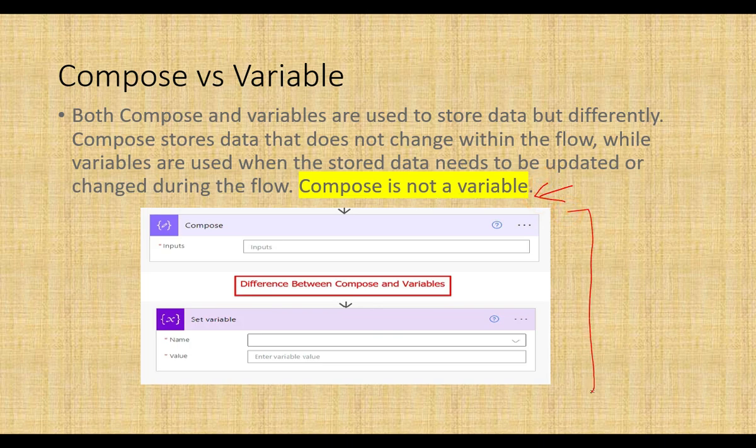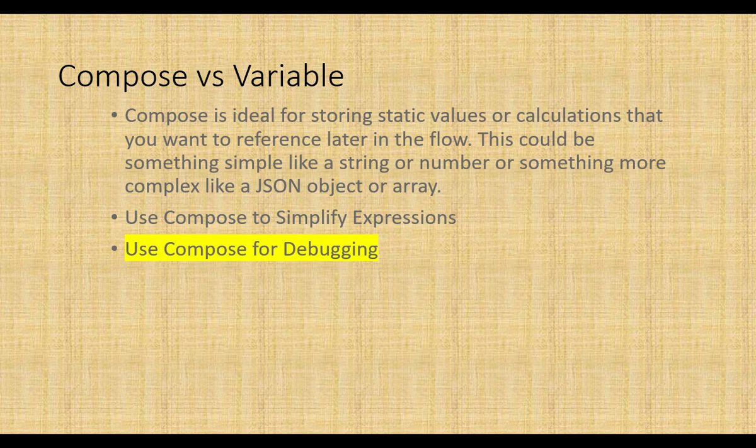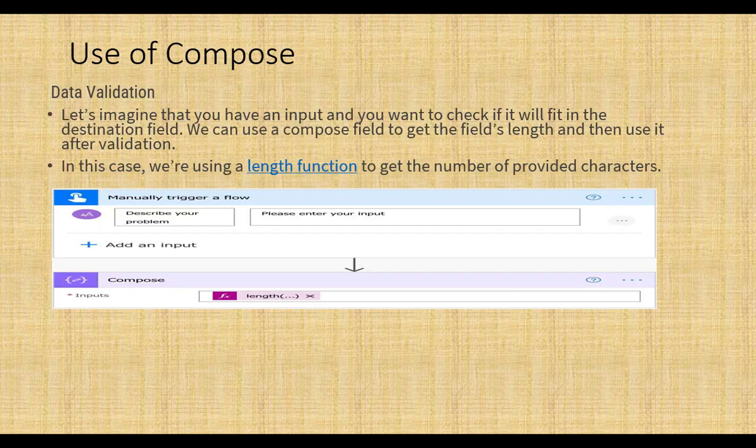This image depicts the difference between compose and variable. It depicts that compose is typeless. Moving on, compose is ideal for storing static values or calculations that you want to reference later in the flow. It helps in debugging. You can put something like a string or number or some expression and it will give you the output back. It's a very useful feature.